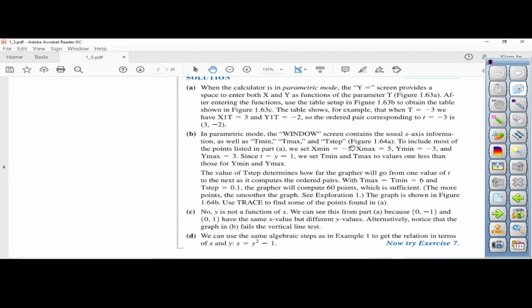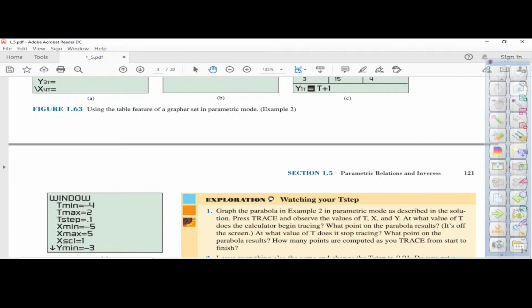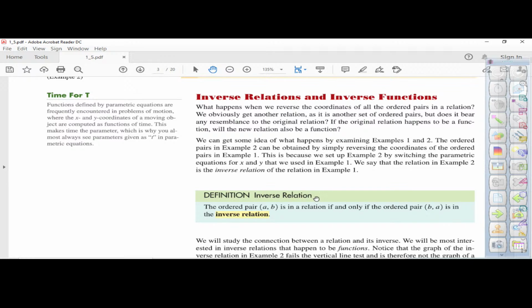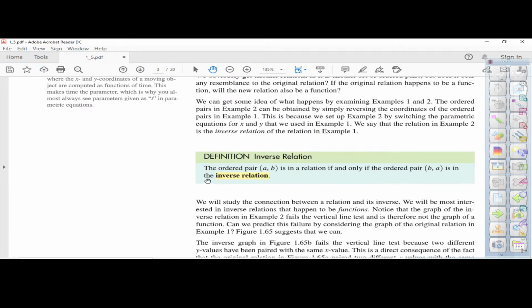I'm going to be selective here, so inverses and relations. This one is focused on the inverses and relations. We're going to spend time here to go over the inverses of a function, like a function and its inverse, or sometimes it's a relation. So the definition: the ordered pair (a, b) is in a relation if and only if the ordered pair (b, a) is in the inverse relation.